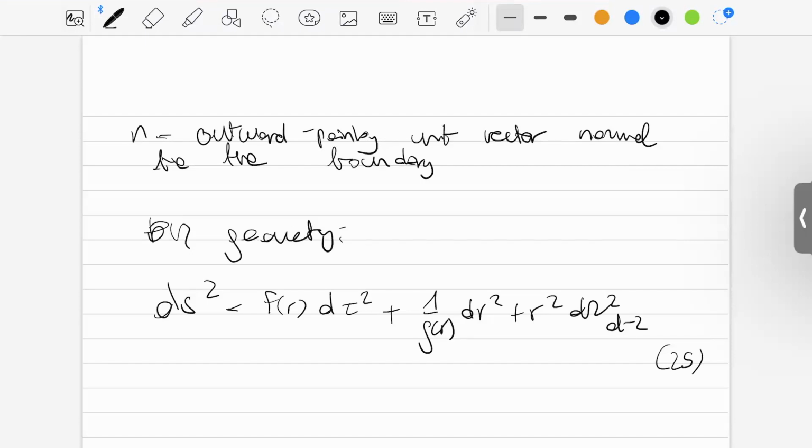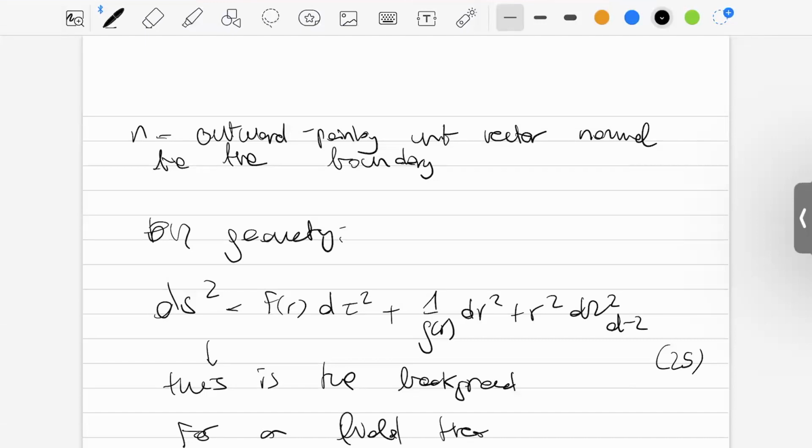And now in this background, so this is a curved space-time. Don't forget, this is not flat, this is curved. This is a curved background. And in this background, I assume that there is a quantum field theory at finite temperature. So this is the background for a field theory at finite temperature.